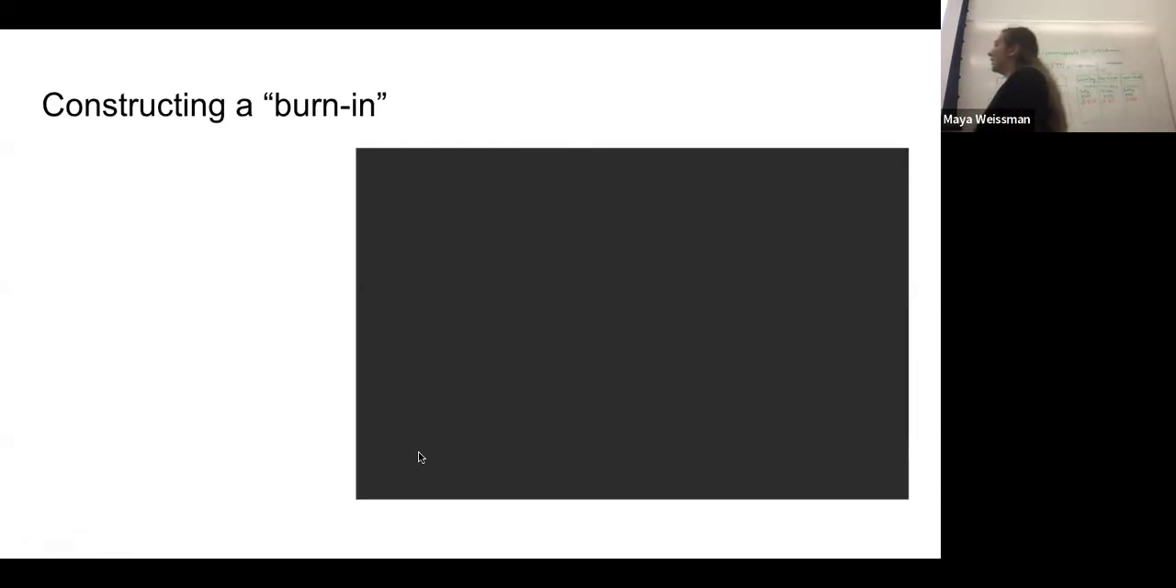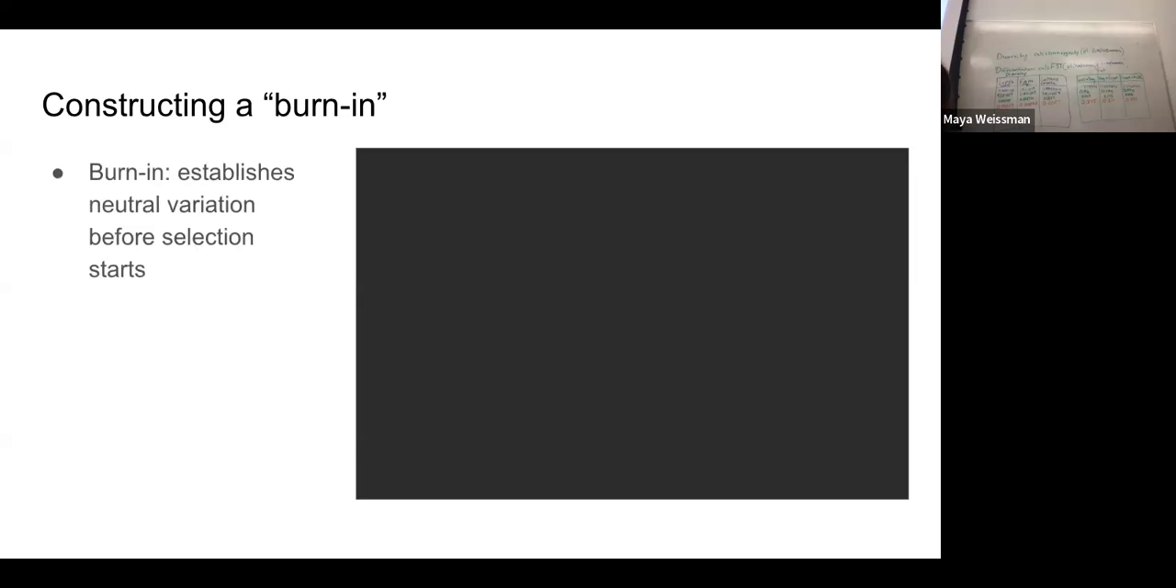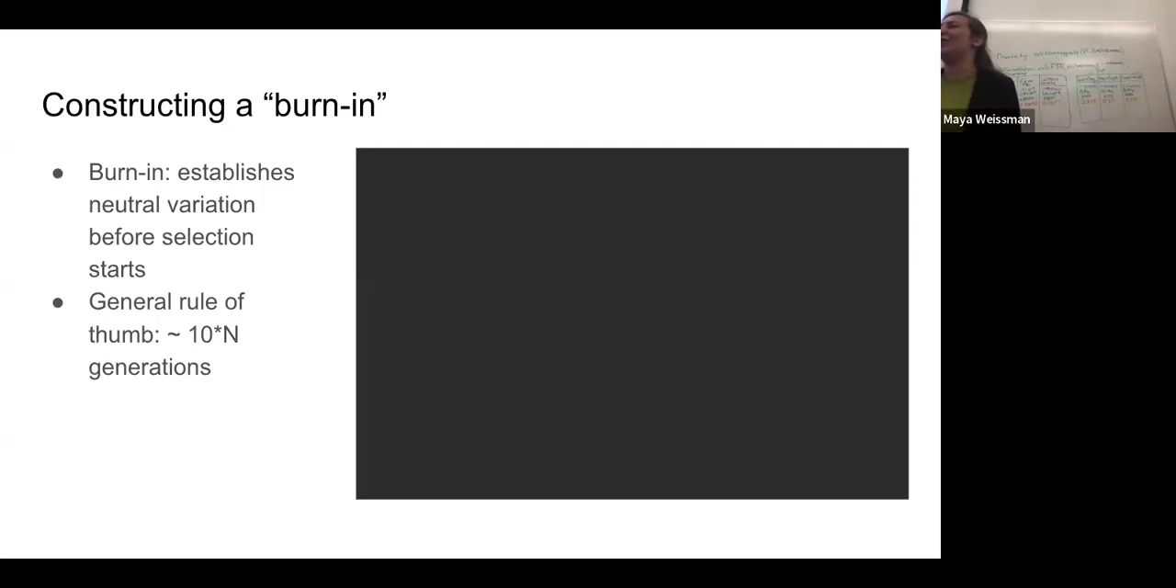When you're constructing a selective sweep, a really common best practice is to use what's called a burn-in. A burn-in is a way of establishing neutral variation before selection starts. The general rule of thumb is you want to do about 10 times N generations. I was reading a paper that said actually that's not enough, maybe you need to do 20 times N, depending on what you're actually doing. I think 10 times N is fine for the purposes of the class.